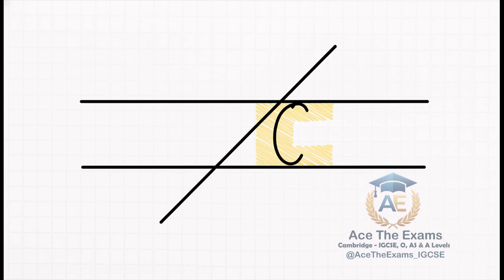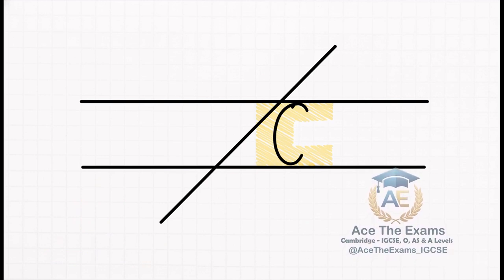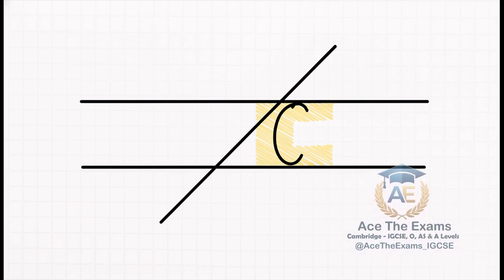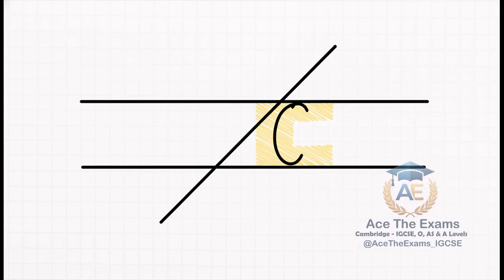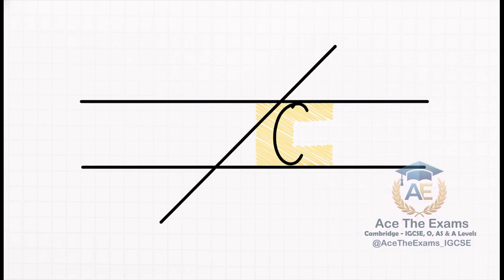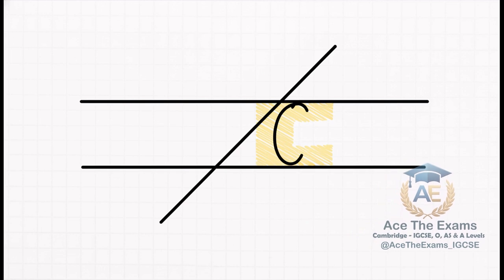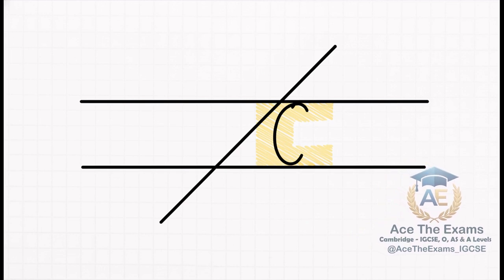Rather, they are supplementary. This means they work together to add up to exactly 180 degrees. If you know one is 100 degrees, you instantly know the other is 80 degrees. Always check if you are dealing with an equal pair or a supplementary pair.